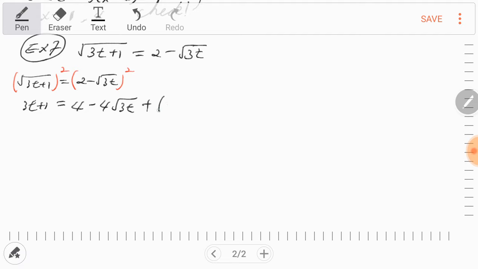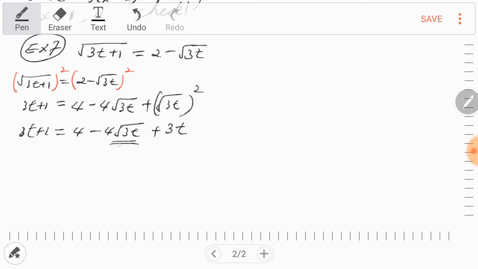Okay, that is 3t. So anyway, let's simplify. So 3t plus 1 is equal to 4 minus 4 times square root of 3t plus the third term, 3t. All right, this equation has one radical symbol. So why don't we isolate this radical? Let's move this one to the left and all others to the right.